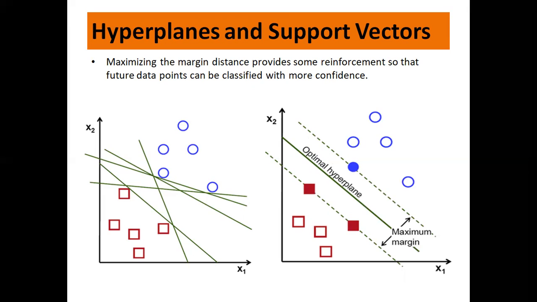Maximizing the margin distance provides some reinforcement so that future data points can be classified with more confidence. I hope the hyperplane is clear. This is the hyperplane. These are the supporting hyperplanes. These are the support vectors. You can classify the data using a number of hyperplanes, but we select the hyperplane which gives you the maximum margin between the two sets of classes.